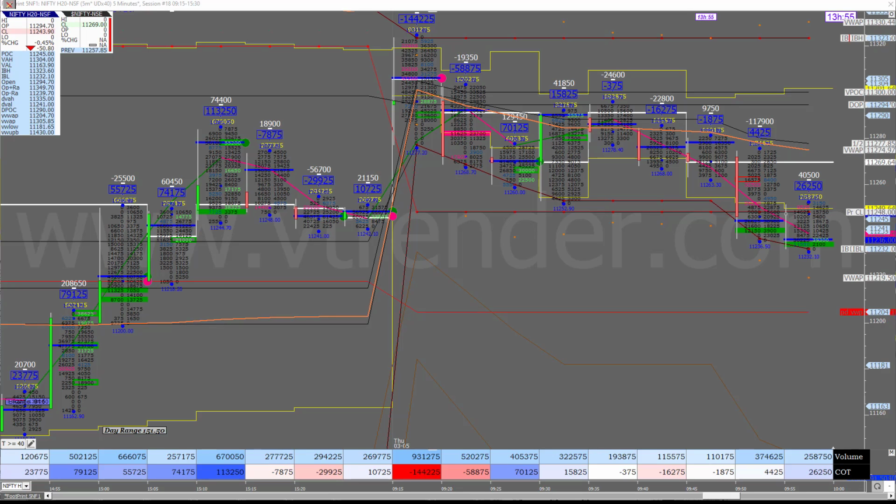on the Nifty futures order flow. This is of the 5th of March, settlement day, Thursday of the March settlement, the March series weekly. Okay, what you're looking at on your screens is a Nifty futures order flow chart.